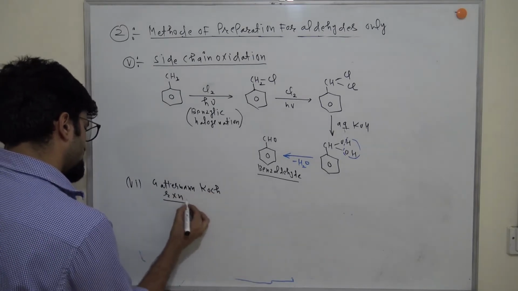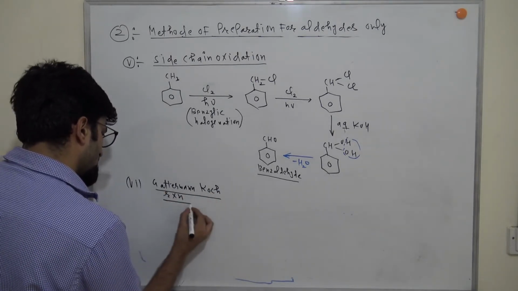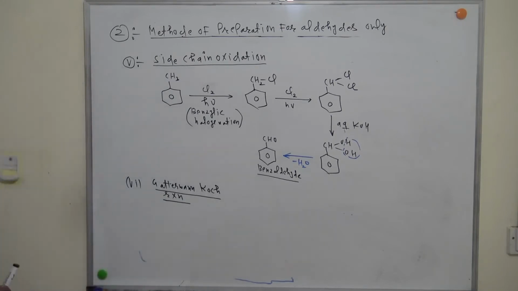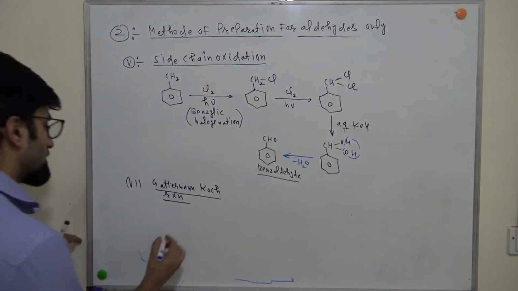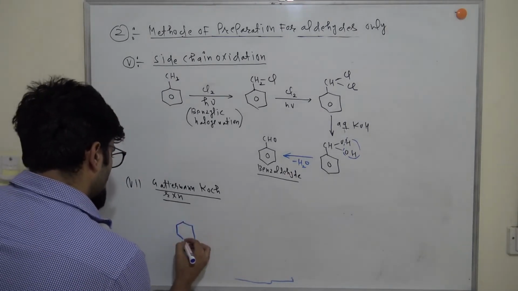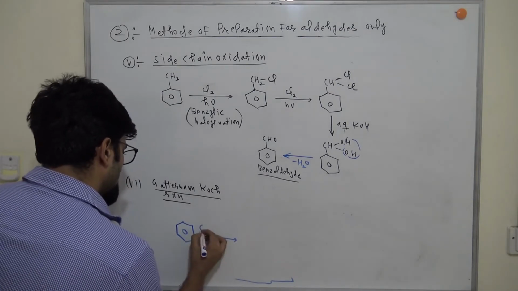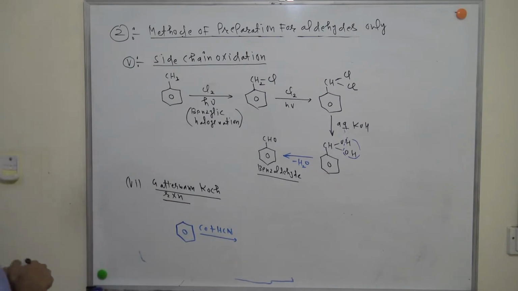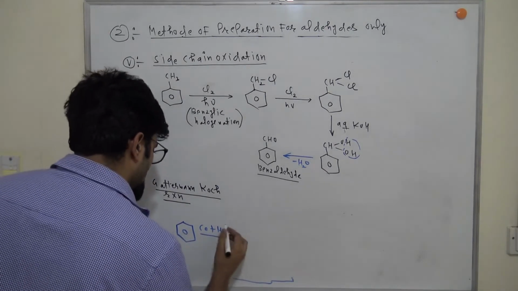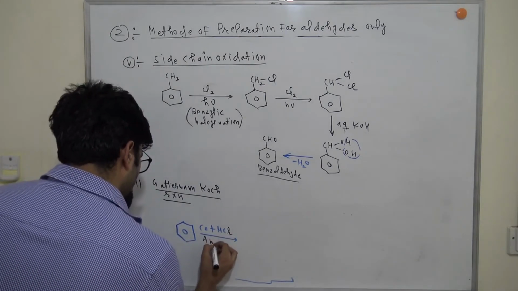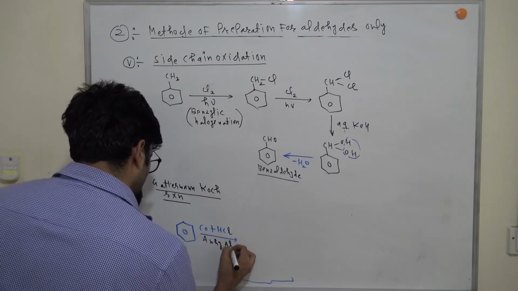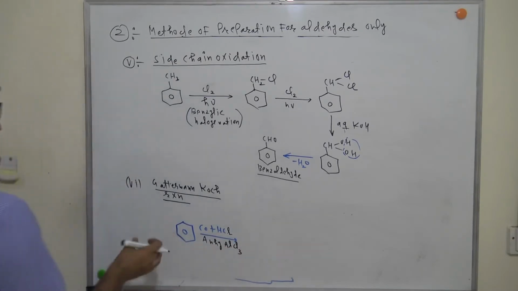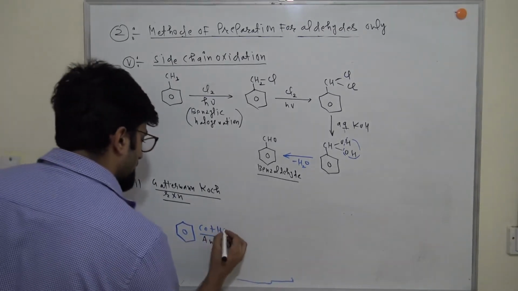The Gatterman-Koch reaction. The last one is the Gatterman-Koch reaction. So what is your Gatterman-Koch reaction? This is your benzene and we do its reaction with CO plus HCl in the presence of anhydrous AlCl3. This is also one type of electrophilic substitution reaction of benzene.